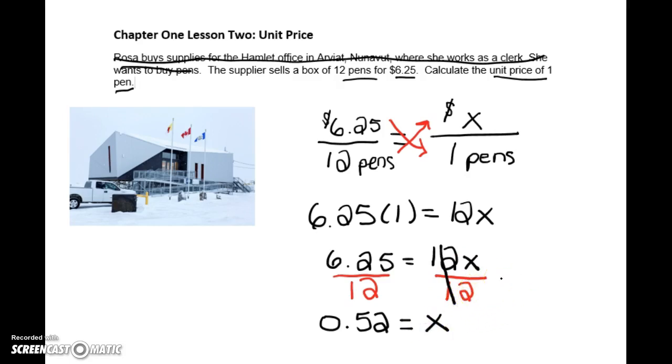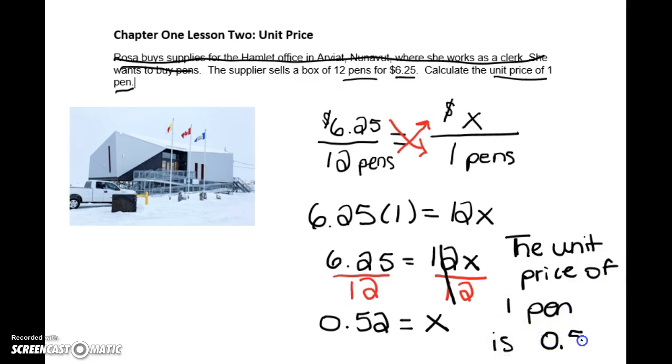We're not quite done this question yet because this is a word problem, so we have to answer it with a sentence. Just to refer back to here, we're finding the unit price of 1 pen. So we could say the unit price of 1 pen is 0.52, but don't forget, you need your units in there. And here it's telling you how many dollars it is. So it's $0.52 or 52 cents. Make sure you end that off with a period, and that is it for that question.